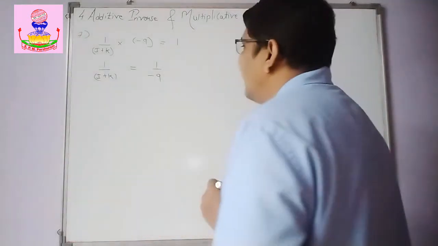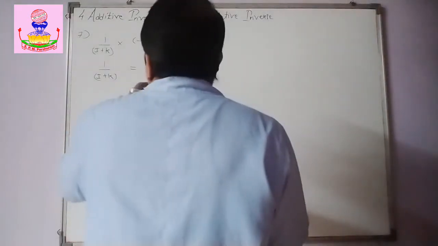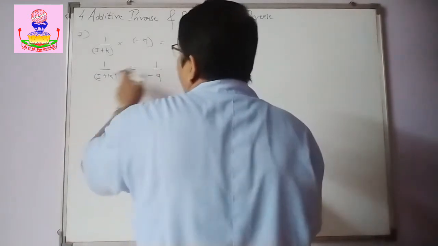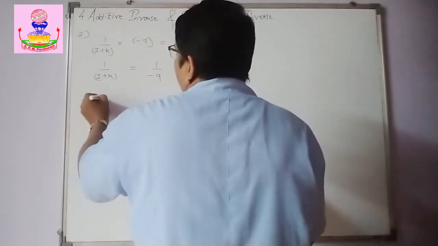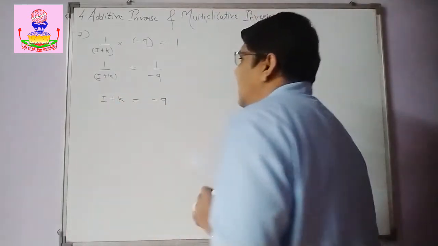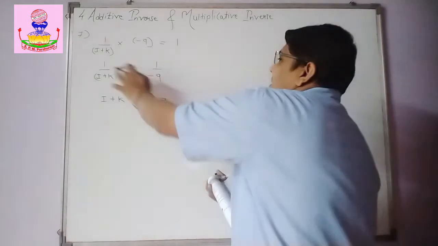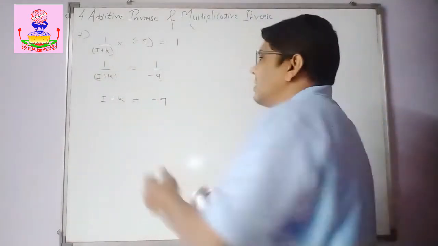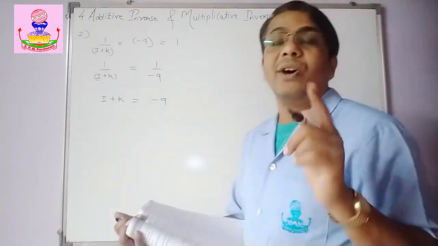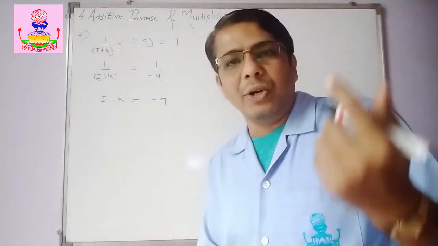Okay. Then, you can bring this cross multiply. So you will have I plus k is equal to minus 9. Bring this minus 9 to this side, so it is in multiplication. Bring this to this side, it is in multiplication. That is cross multiplication. Or there is another method, invertendo.